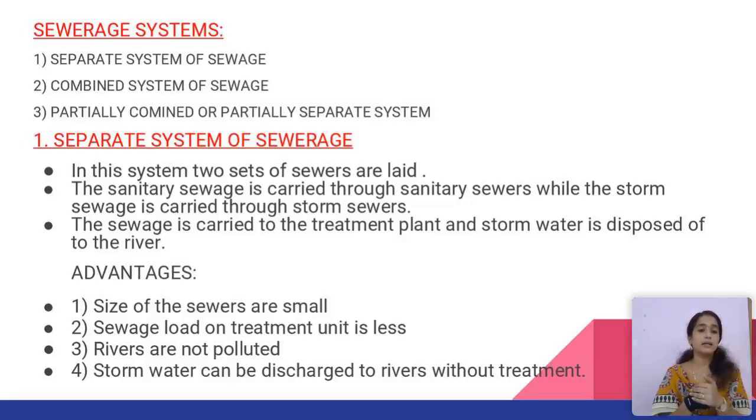Then the advantages are that the size of the sewers is small. Because of the smaller quantity, the dry weather flow will be less, and the sewage load on the treatment unit is less. Only the dry weather flow will enter the treatment plant, and the rivers are not polluted because only stormwater is disposed into the rivers. The stormwater can be discharged to the rivers without treatment. Then the maintenance and the cost for treatment will be reduced.